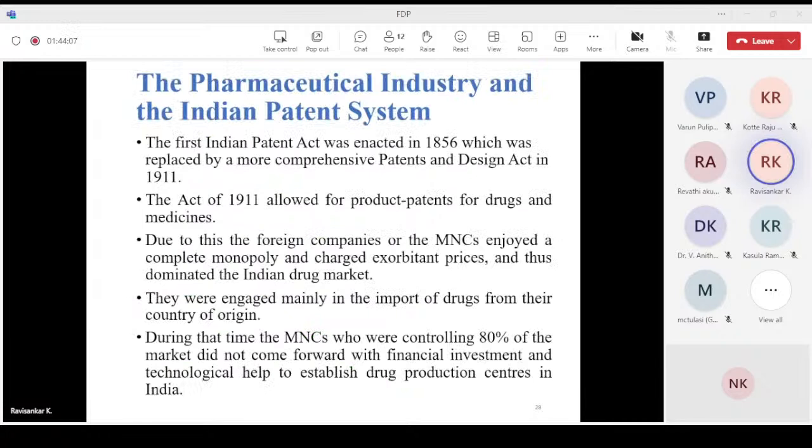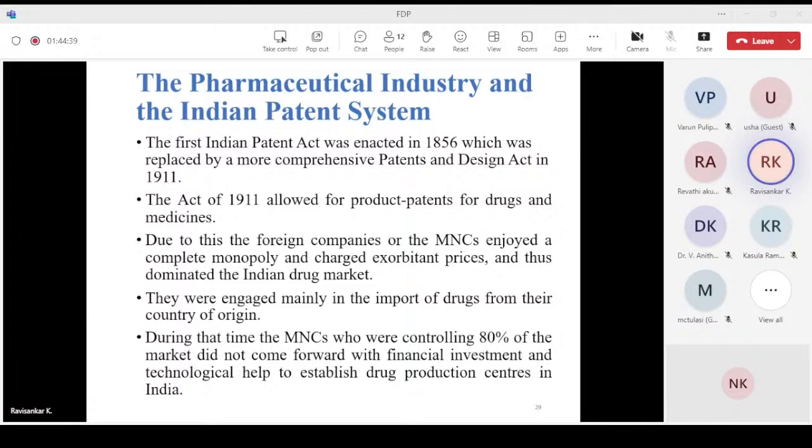So as I said, my main topic will be about the pharmaceutical industry and the Indian patent system. So the first Indian Patent Act was enacted in 1856, which was replaced by a more comprehensive Patents and Designs Act in 1911. So the Act of 1911 allowed for product patents for drugs and medicines.